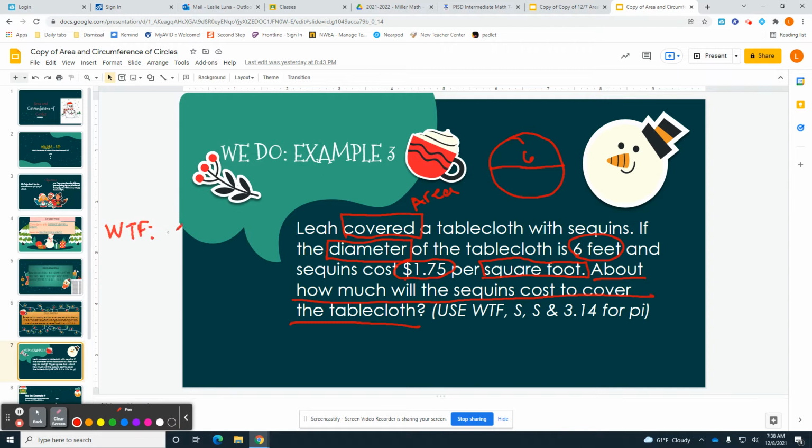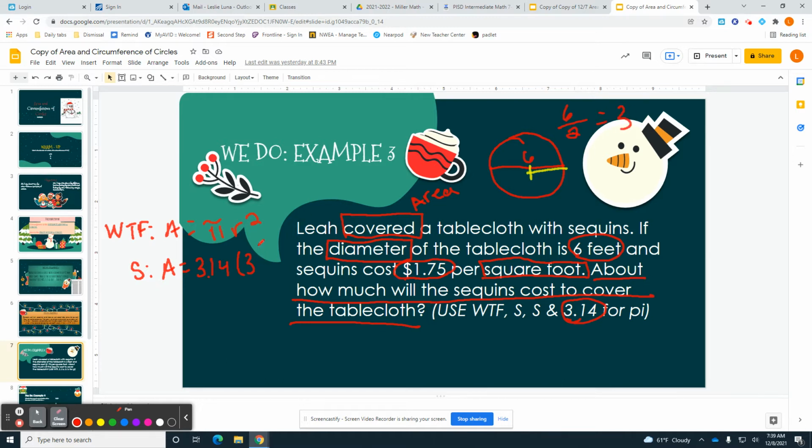So we have WTF, and we said that our formula was A equals pi r squared. And so we're going to substitute. So A equals, and it tells us here that for pi we're using 3.14. So we have 3.14, our radius. So it gives us diameter. Remember we said radius is from the center of the circle to the edge. So half of your diameter. So what's half of the diameter? Half of 6. Okay, if you said 3, that is correct. So because 6 divided by 2 equals 3.